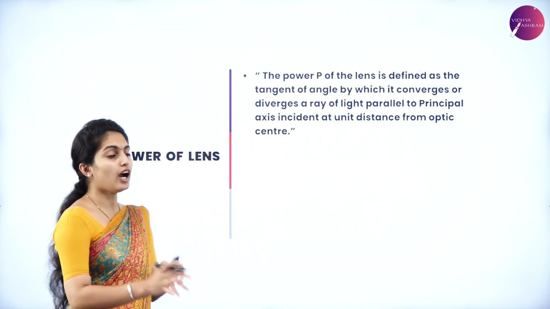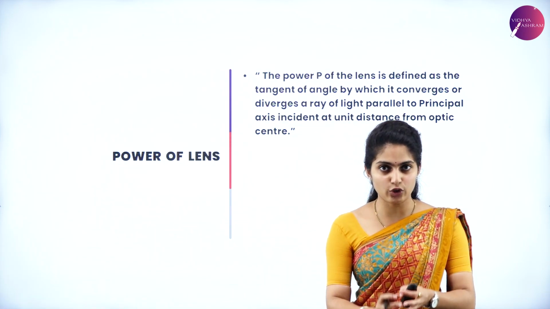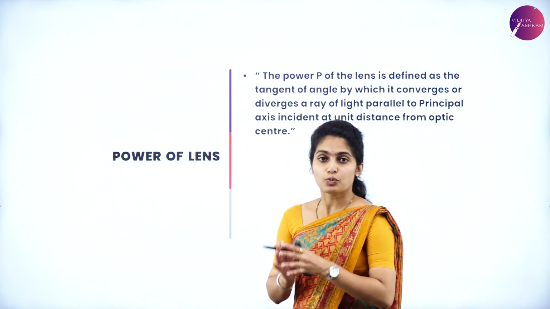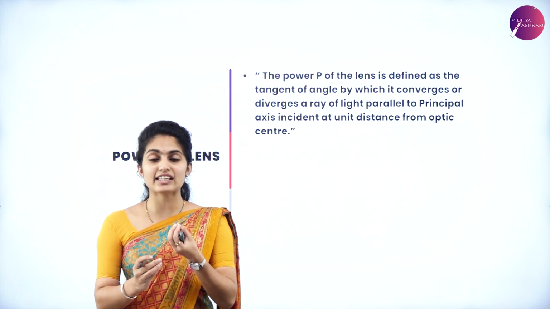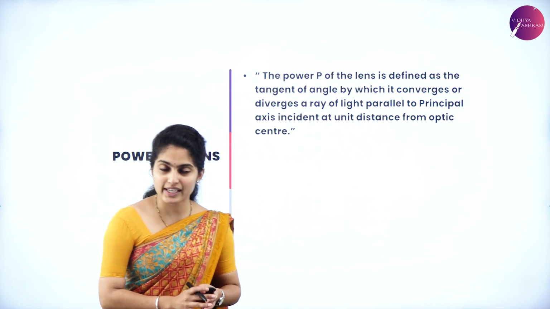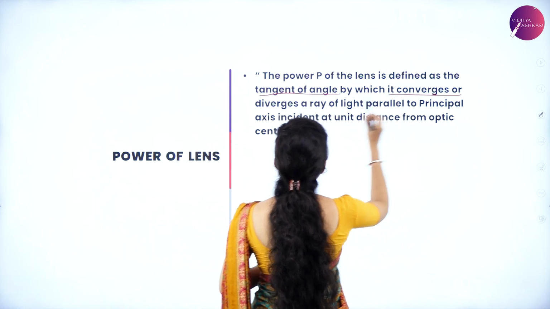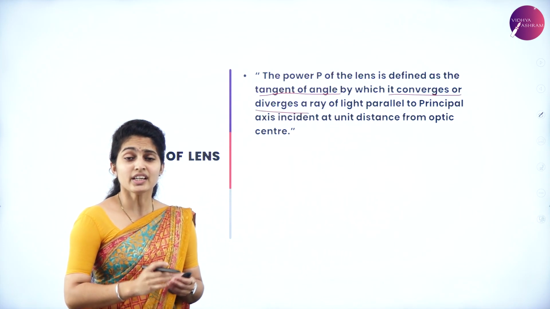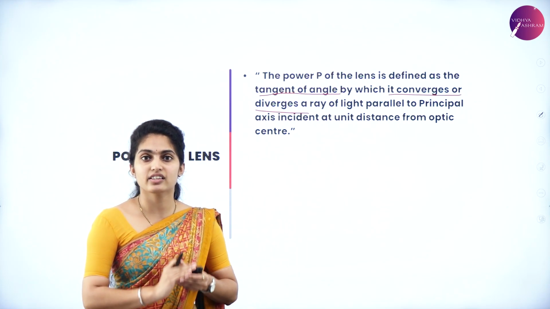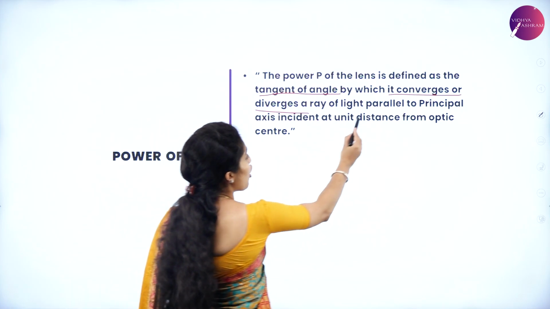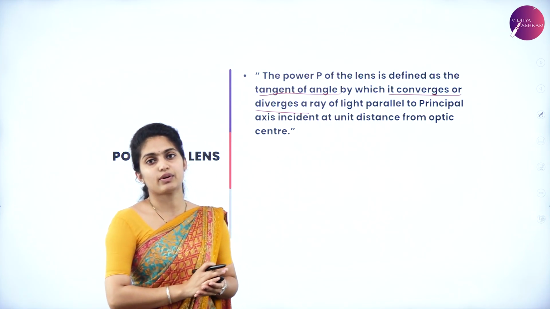So first of all, we have the power of lens. So what is the power of lens? We know a lens is a spherical surface which is bounded by 2 sides, correct? So how do you exactly check the power of the lens? The power of the lens is defined as the tangent of the angle by which it converges or diverges a ray of light which is parallel to the principal axis and incident at a unit distance from the principal axis.